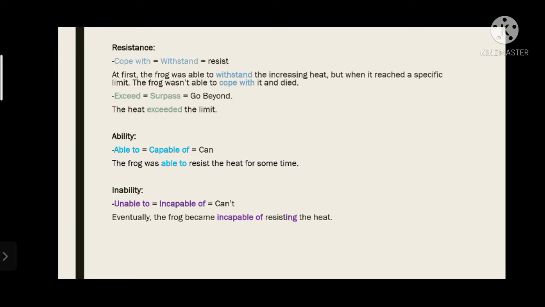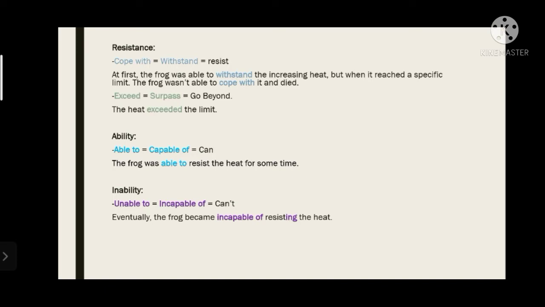The heat exceeded the limit. Here we can use them. The heat surpassed the limit. The heat went beyond the limit. يبقى الثلاثة هنا ينفع نستخدمهم interchangeably. Okay. Now we move to the ability. After we did these adjustments and improvements to the machine, what the machine is able to do and what it is not able to do.